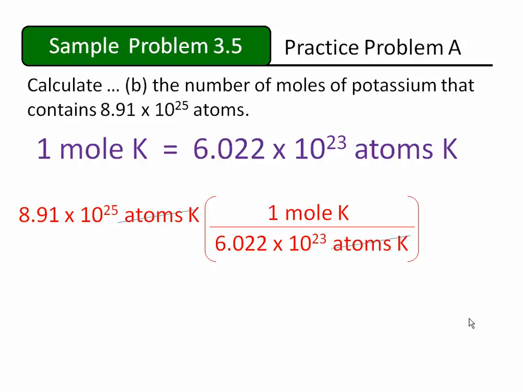This time, we'll do some division, and when we complete the required math, we find a value of 147.9574 and some other digits moles of potassium. This value must be rounded to 3 significant figures based on our starting measurement, so we'll have 148 moles of potassium at the end.